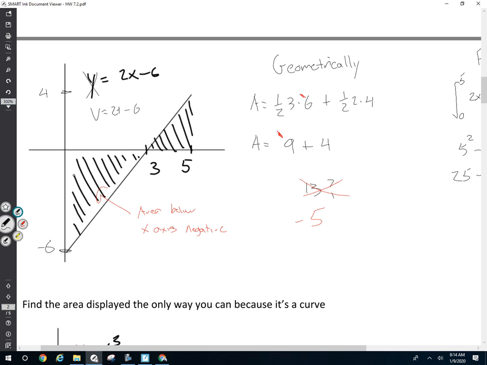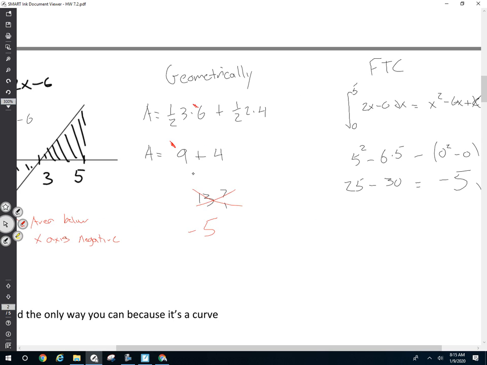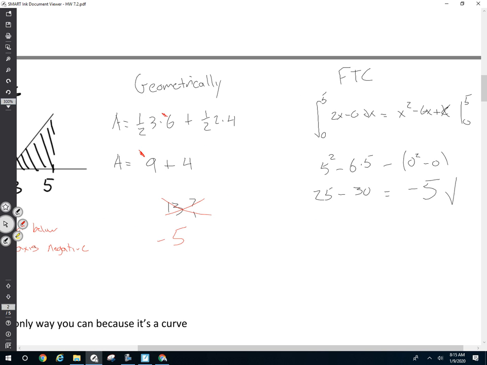We could see that I'm going to the left more than I'm going to the right. So what we end up finding, this number here, ends up not being distance, it is displacement if we consider the area below the x-axis negative. We'll talk about how the answer 13 is correct. The answer 13 would be considered the distance that we traveled if this was velocity.